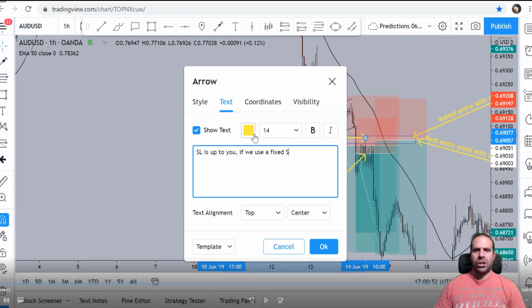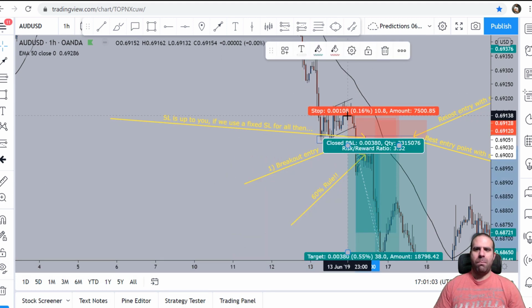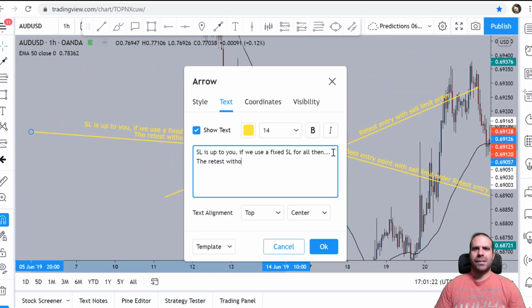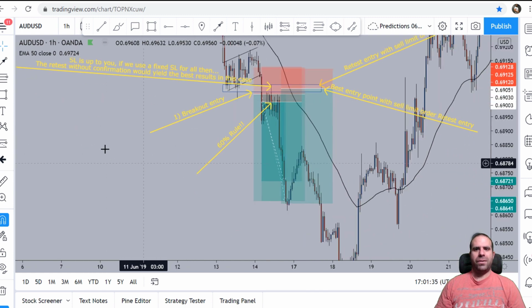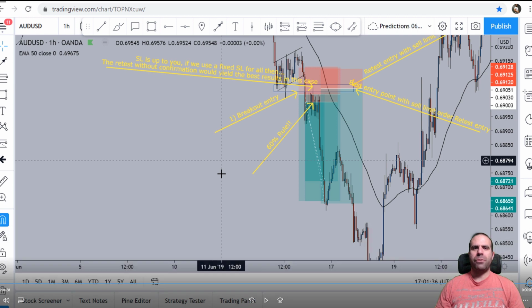Now guys, stop loss is totally up to you, but if we used a totally fixed stop loss, so the same stop loss for each entry, let's say whatever pips you wanna choose, then we would see which would be the best of those in this specific occasion. And in this occasion, the sell limit order would be the best. But remember guys, this is only in this occasion. This might differ from occasion to occasion and from currency pair to another currency pair.